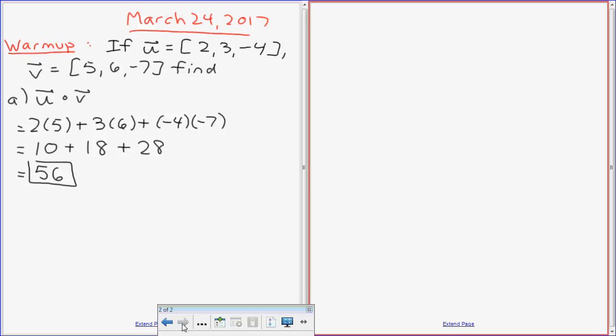Letter B says U cross V. All right, Tanner. Do you recall from yesterday what we have to do to cross two vectors? Yes. Go ahead. IJK twice. Very good. So it's going to be 2, 3, negative 4, 2, 3, negative 4, and then 5, 6, negative 7, 5, 6, negative 7.